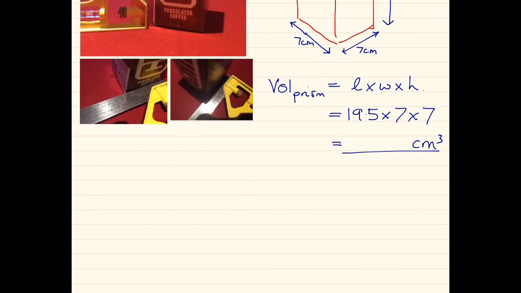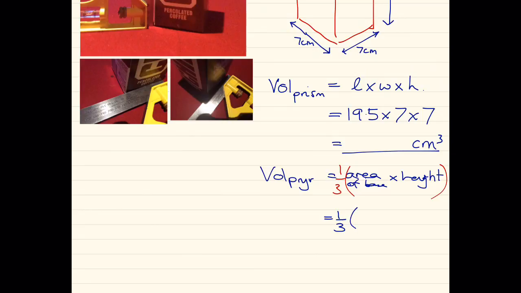Okay, the volume of the pyramid, okay, is the area of the base, which is the square, times the height, and that's the perpendicular height. But for a pyramid, it's actually 1/3 of that. Okay? So we're going to go 1/3 times the area of the base.